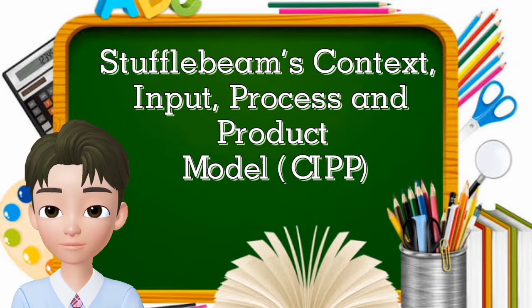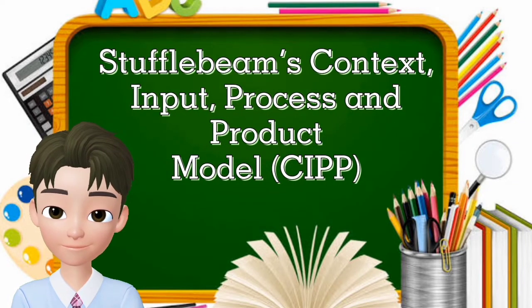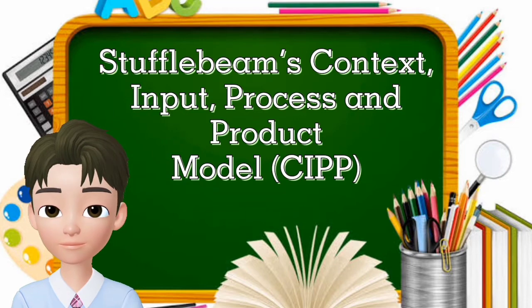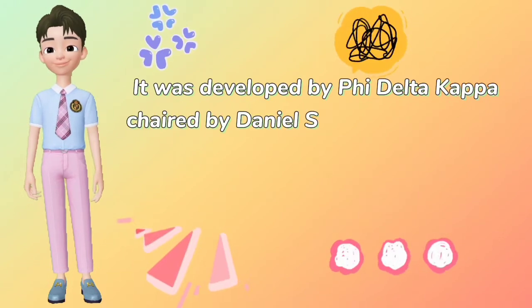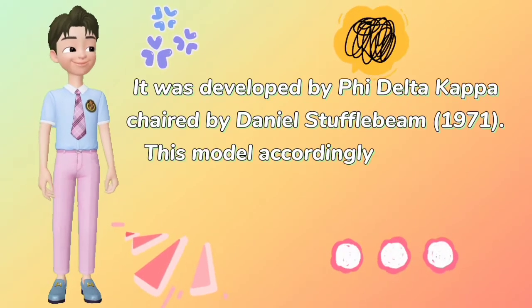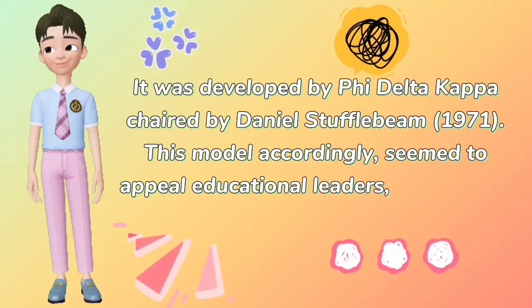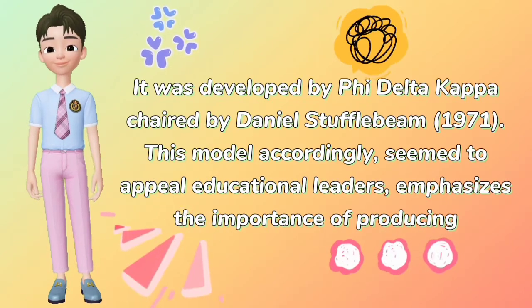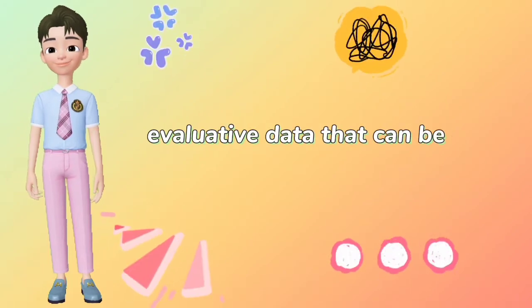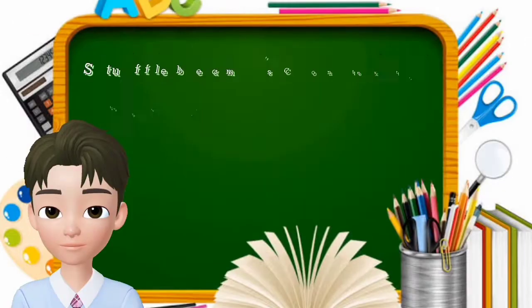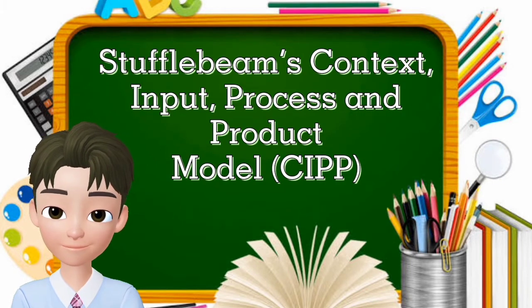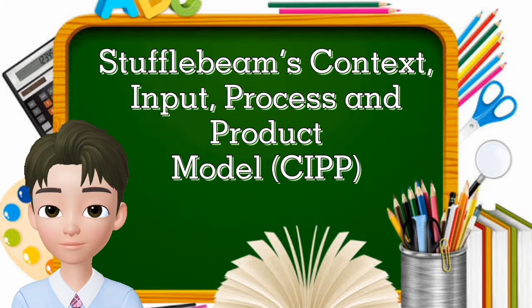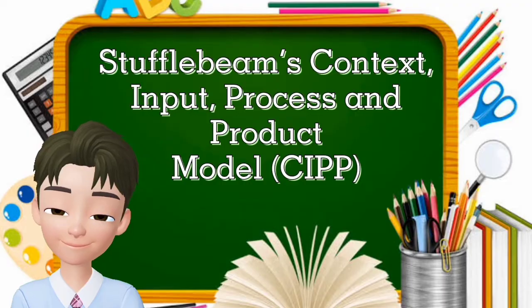Next, Stufflebeam's Context, Input, Process, and Product Model, or the CIPP. It was developed by the Phi Delta Kappa committee, chaired by Daniel Stufflebeam in 1971. This model seemed to appeal to educational leaders and emphasizes the importance of producing evaluative data that can be used for decision-making, since the view of the Phi Delta Kappa committee that worked on the model was that decision-making is the sole justification and rationale for conducting an evaluation.